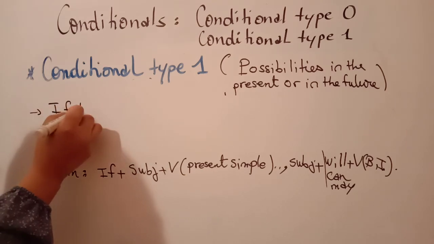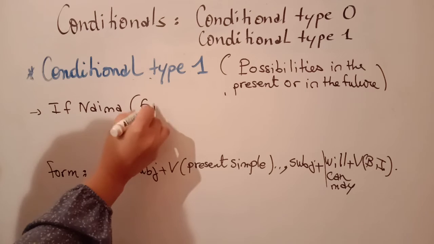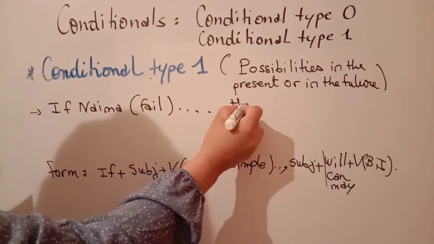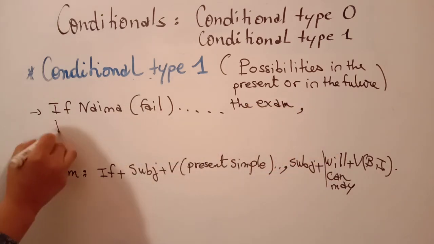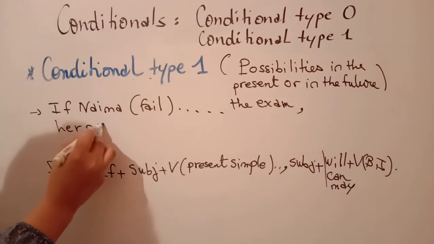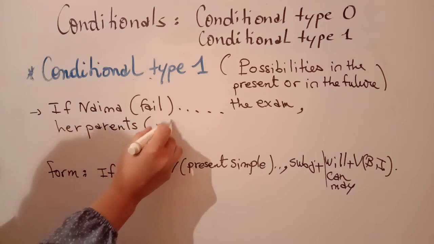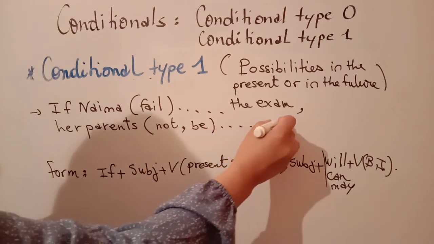Another example. If Naima, for example, you have the verb fail, the exam, okay, her parents, for example, not be happy.